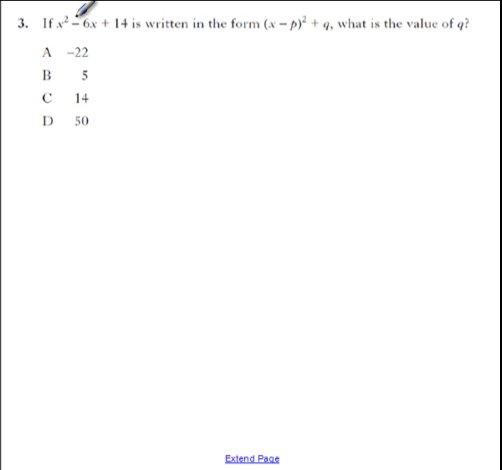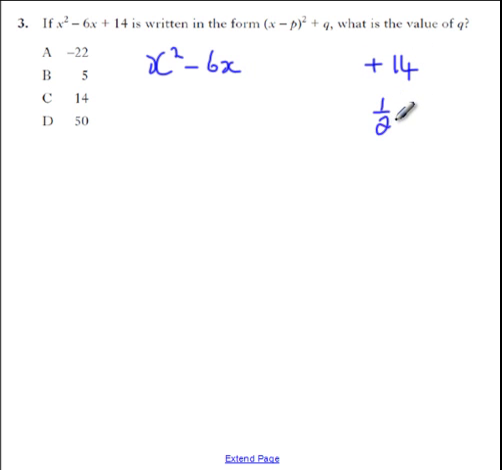We're asked to put x squared minus 6x plus 14 into the form x minus p all squared plus q. We're asked to complete the square. So we've got x squared minus 6x, and I'll put this plus 14 at the end.